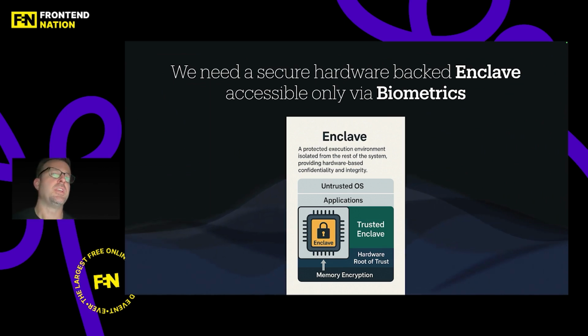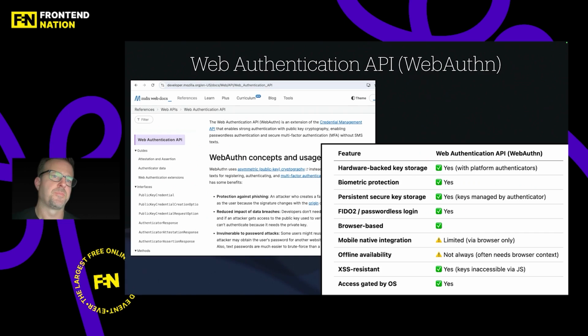So what we really need is a secure hardware-backed enclave accessible only via biometrics. An enclave is a protected execution environment isolated from the rest of the system, greatly reducing software-level risks. The web provides a JavaScript surface called the Web Authentication API, or WebAuthn for short, and it gives you a turnkey, origin-bound, hardware-backed enclave auth flow from within the browser context, which is excellent.